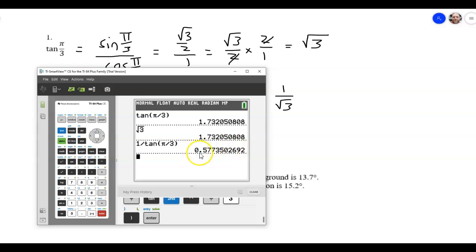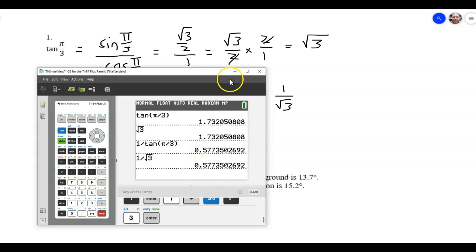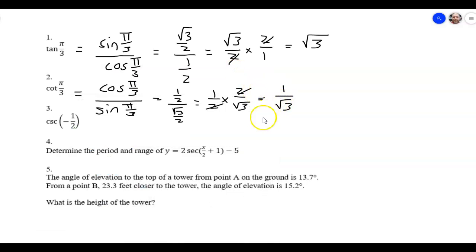So this is what I get. Now let's see if that's equivalent to 1 over root 3. So I'm just going to put 1 divided by square root of 3, and sure enough, it is. So this is a good answer here.